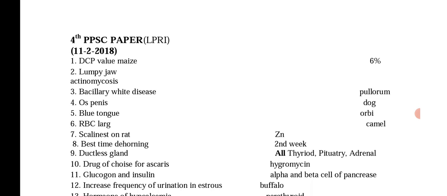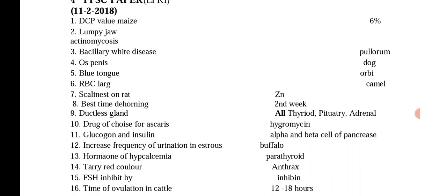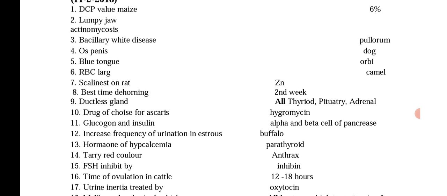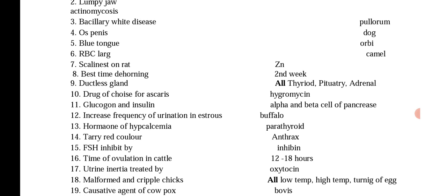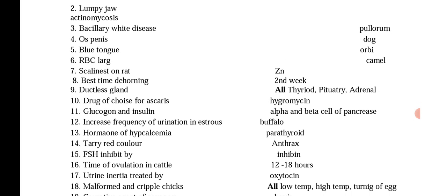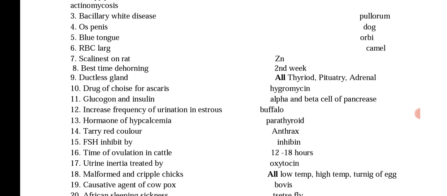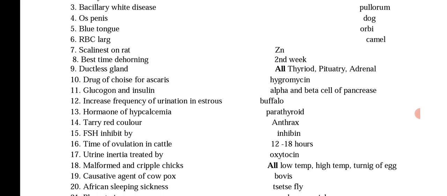Livestock Production Research Institute PPSC paper. DCP value of maize is 6%. Maize has 6% DCP. Lumpy jaw is known to be actinomycosis.